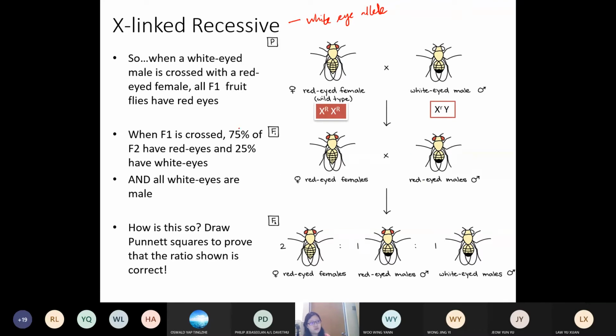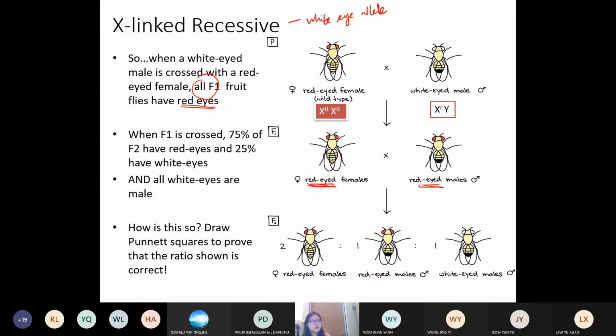Sorry, my bad. This is P, this is F1. After this cross, this produces F1, and all F1 have red eyes, which makes sense, right? Because the dominant phenotype has been passed down to both females and males. So all are red-eyed, some males, some females. If you cross them with each other, red-eye female, red-eye male, this is F1, you will get this ratio right here.